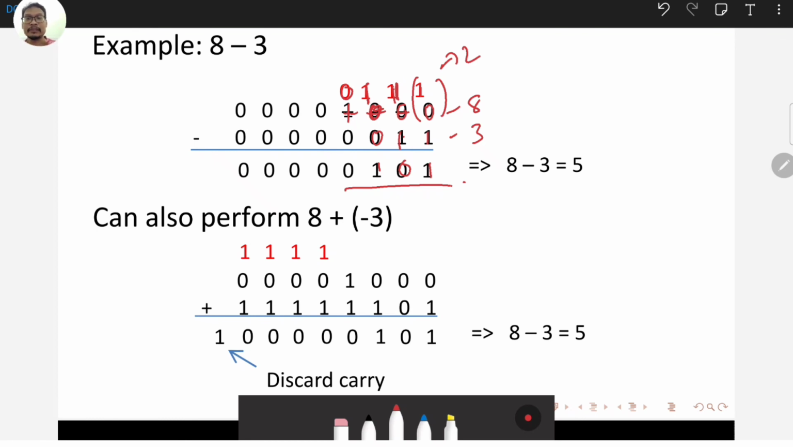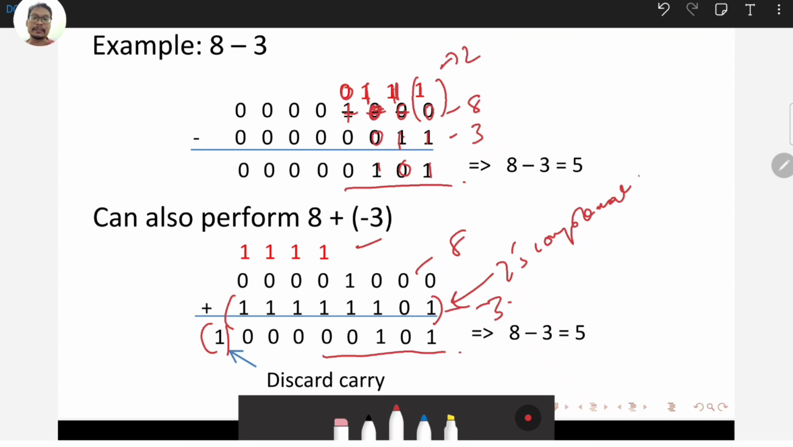We can also do 8 plus negative 3. We convert the negative 3 here, in 2's complement, negative 3 in 8-bit. So we do 8 plus negative 3, a normal addition, and we discard the carry at the end, and we get the same answer, equal to 5.